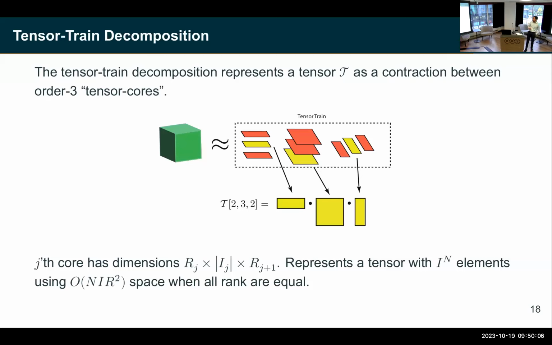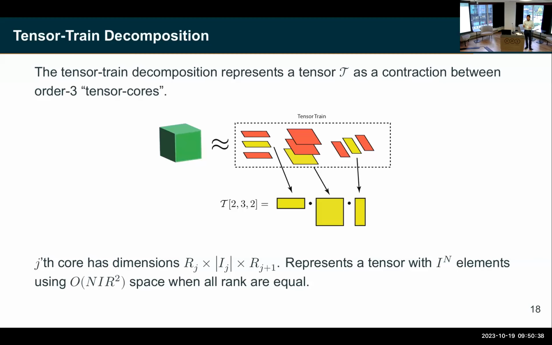This tensor is a contraction of order 3 tensor cores. So the j-th core has these dimensions R_j by I_j by R_{j+1}. And if you want the 232 entry of this tensor-train approximation, I grab the second element of this first list, the third element of this list of matrices, the second element of this list of column vectors, and take the chain product of these things. And so this is a very compact representation of a tensor that in the worst case has I to the n elements.